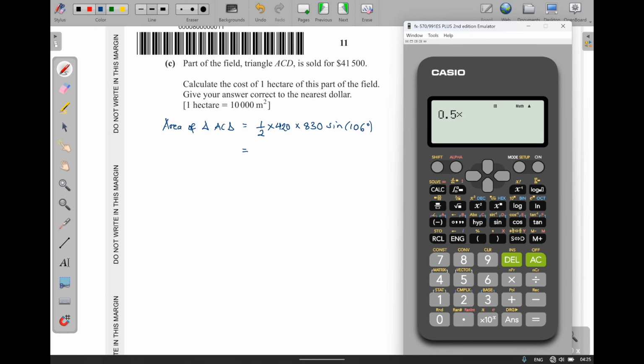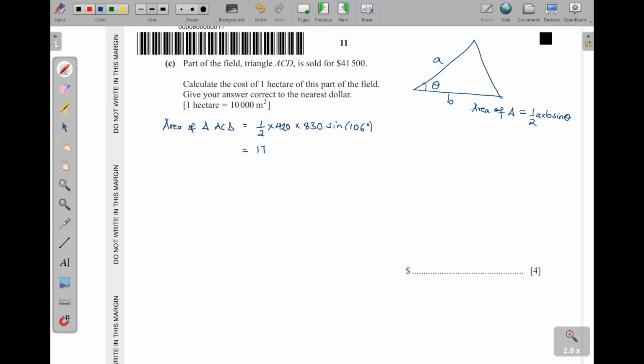I say 0.5 times 420 times 830, it gives me 174,300. So I can write 174,300. I can leave this sine 106. I want to put everything all at once at the end. Then this one is in meters squared.